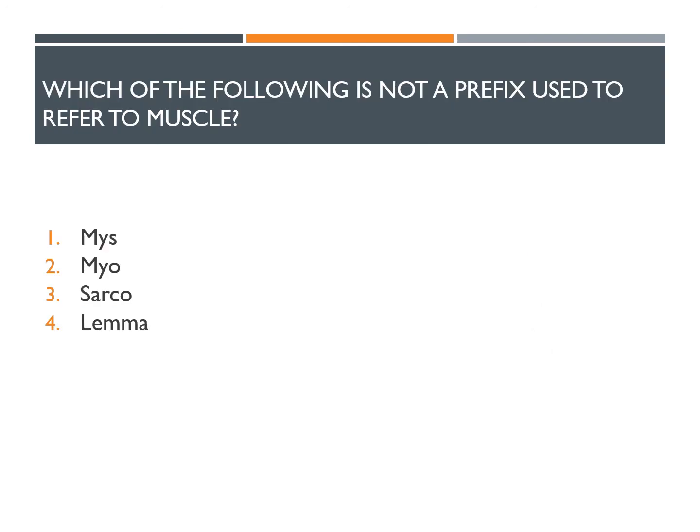Before we wrap up this video, let's try a few review questions. Which of the following is not a prefix used to refer to muscle? Pause this video, think of your answer, and then press play when you're ready to see if you're right. Lemma. Lemma is the only prefix here that does not refer to muscle. But mys, myo, and sarco do.